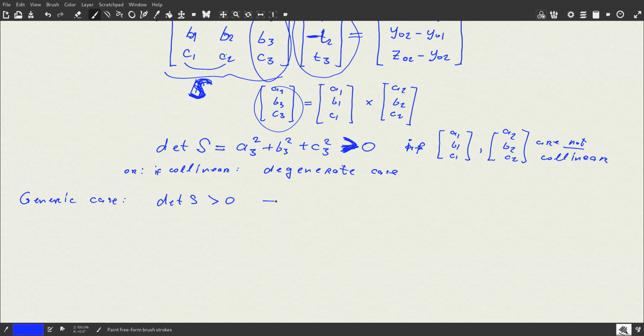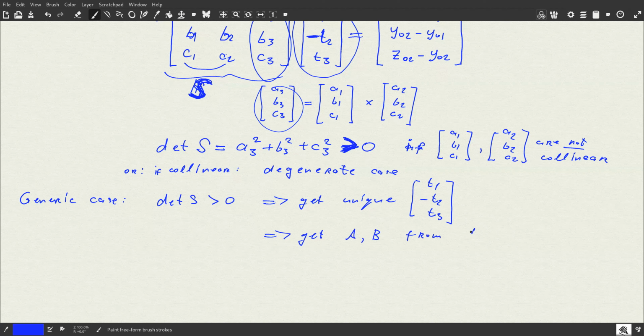Then we get unique T1, minus T2, T3, and you get A and B from T1 and T2. Okay.